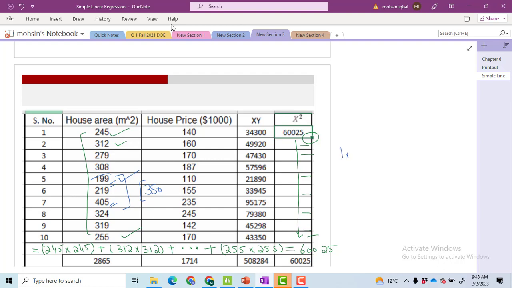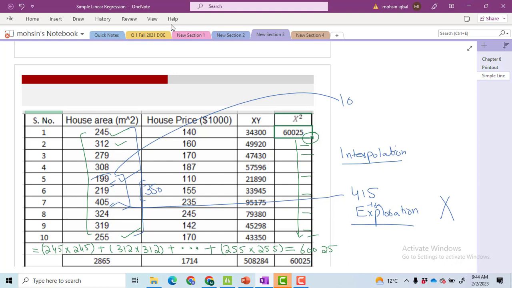So this is called interpolation. Regression analysis only works for interpolation. It means that the value of the independent variable should always be between these observed values. If instead of 405 we want to check 415, it becomes extrapolation. We are now outside of the observed range, and the regression analysis doesn't work for extrapolation. Likewise, if you want to search for 109, this is also extrapolation, because 109 is less than 199, and the smallest observed value in our data is 199.